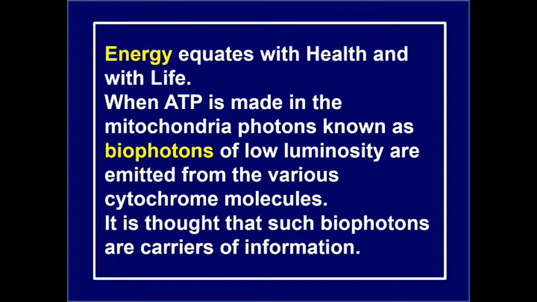When ATP is made in the mitochondria, photons known as biophotons of low luminosity are emitted from the various cytochrome molecules. It is thought that such biophotons are carriers of information, a lot greater than nerve information. And they now know that biophotons travel down the microtubules within the cell at a phenomenal speed. And that light will talk to the cells on the outside of the skin. And that will go through the skin, okay? Maybe one or two cells, maybe a little deeper sometimes than that. But that information will be transferred to the whole of the body.